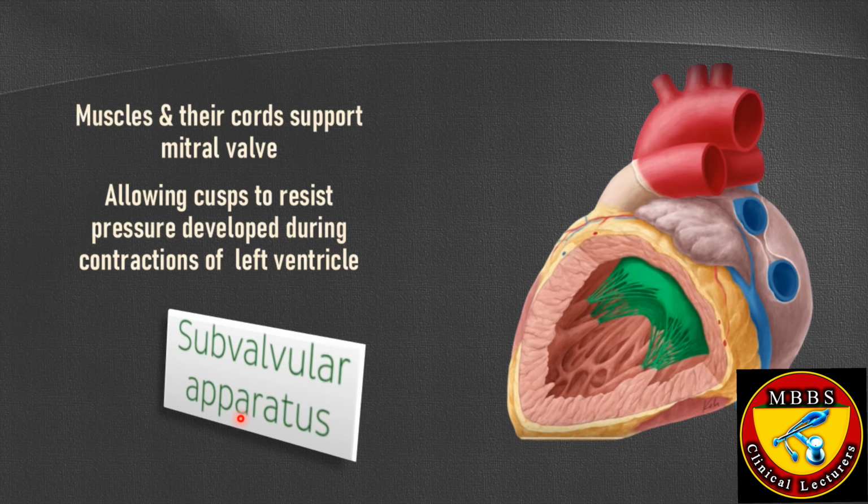So, subvalvular apparatus. What is the subvalvular apparatus? The subvalvular apparatus is these chorda tendineae and papillary muscles. They are under this valve, so this is called the subvalvular apparatus. A MCQ comes on this: what is called the subvalvular apparatus? So the papillary muscles and these chorda tendineae are called the subvalvular apparatus.